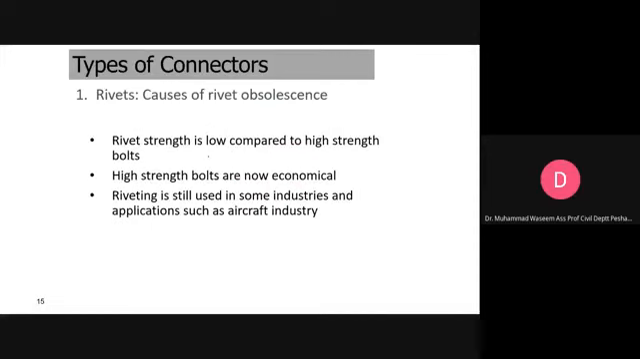Rivet strength is always lower compared to high strength bolts. High strength bolts are now economical and easily available in the market. Riveting is still used in some industries, and its application is especially still going on in the aircraft industry.